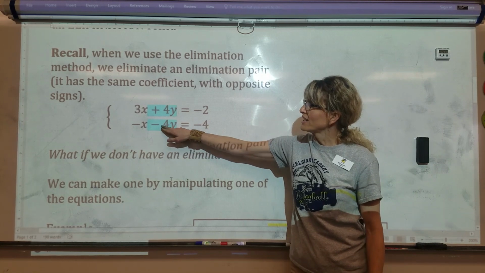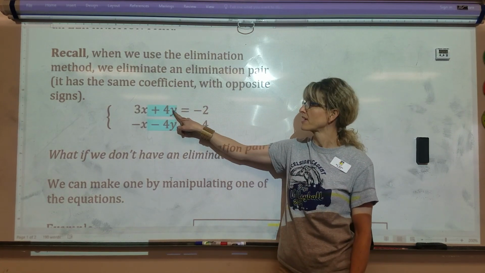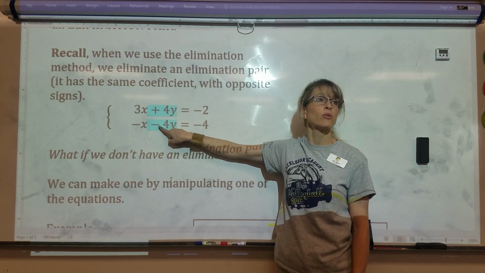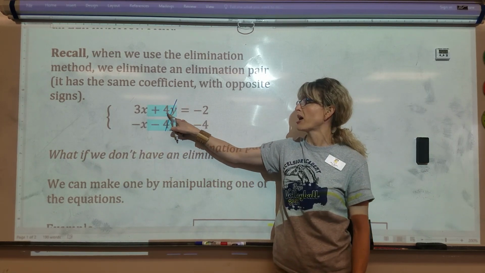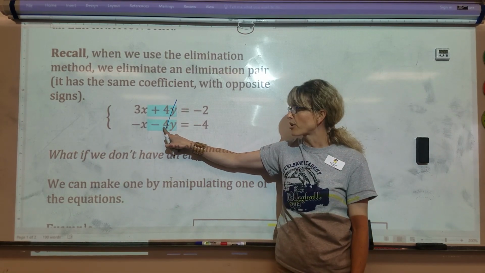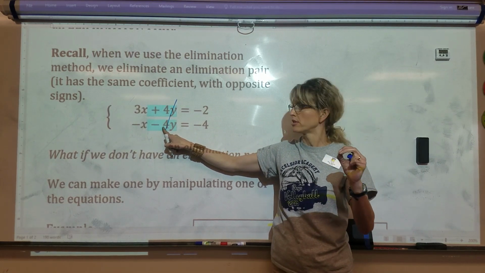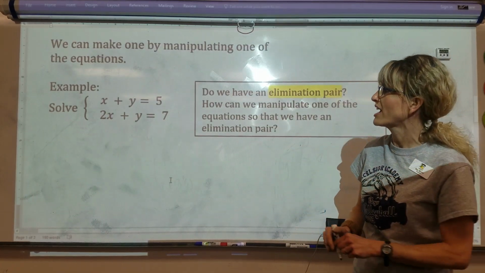Plus 4y and minus 4y, that's an elimination pair. An elimination pair: same variable, same coefficient, one's positive and one's negative. And if I were to add these two equations, I could slash through because positive 4 minus 4 is 0. That's why I can eliminate them. But what if I don't have an elimination pair?